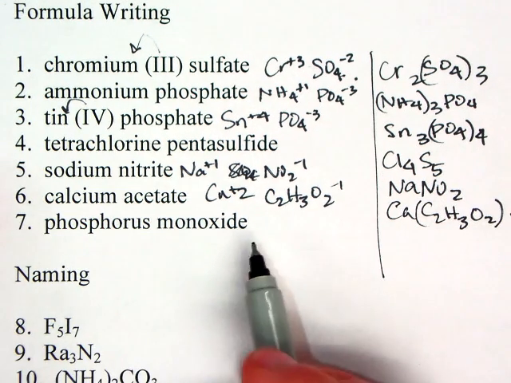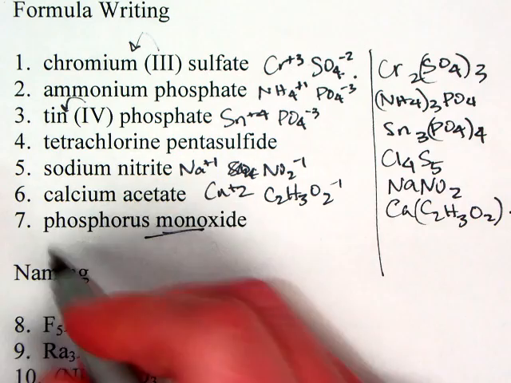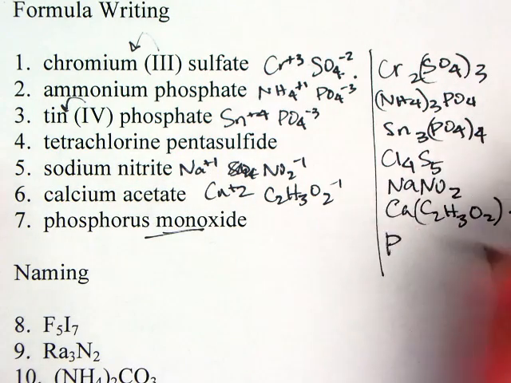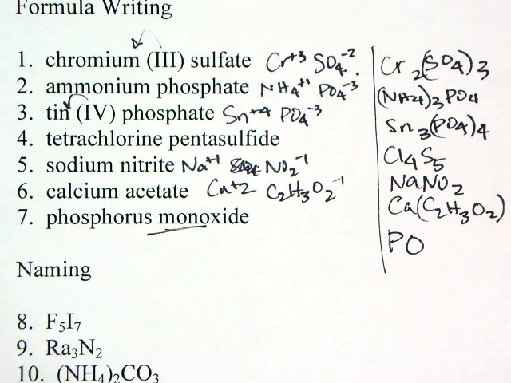Phosphorus monoxide, everyone's favorite because prefixes. Just don't think about it. Just do what it says. Don't overthink it. Phosphorus means 1 phosphorus. Monoxide means 1 oxygen. You're done with the top half. That's formula writing. Always look for prefixes.